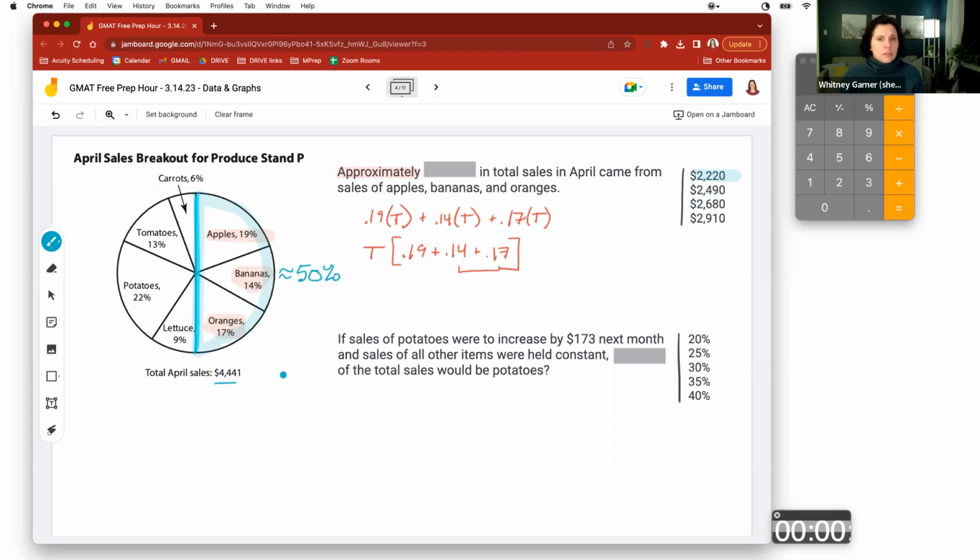Okay, so now we've got the second one that's a bit more of a pain. It says if the sale of potatoes were to go up by $173 next month and all other items were held constant, right? So if I sold more potatoes and everything else was held constant, what would my new percent of potatoes be?